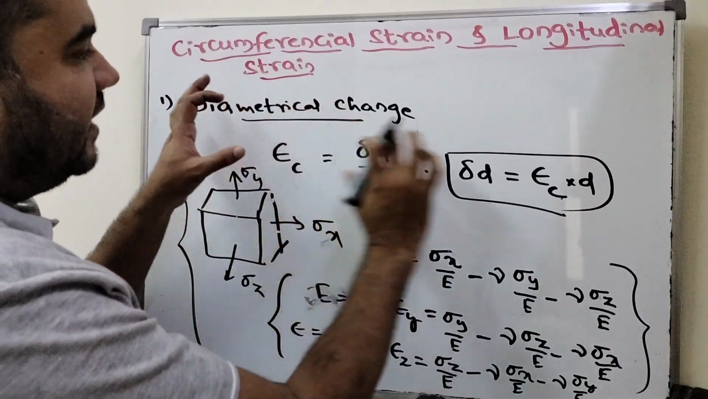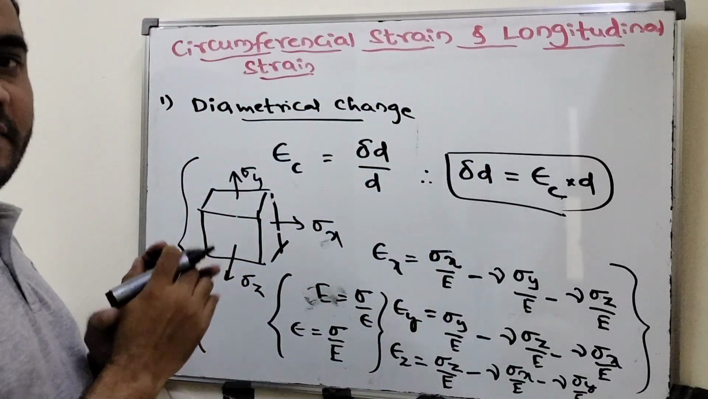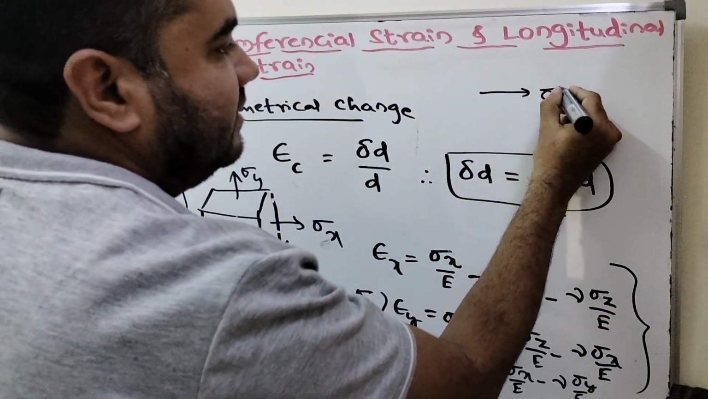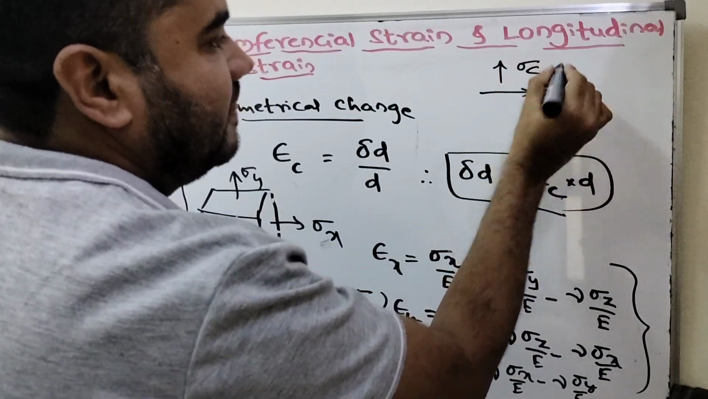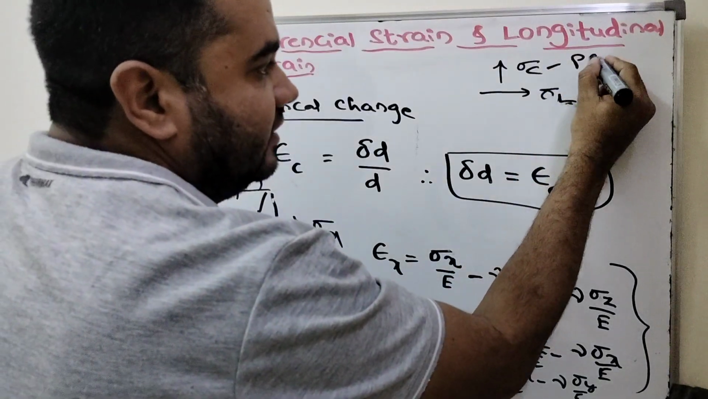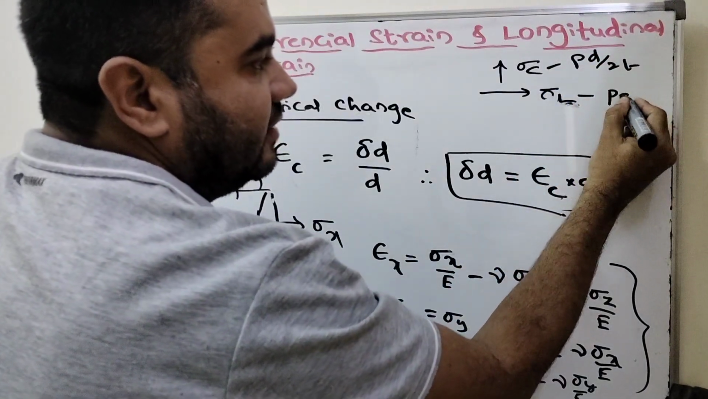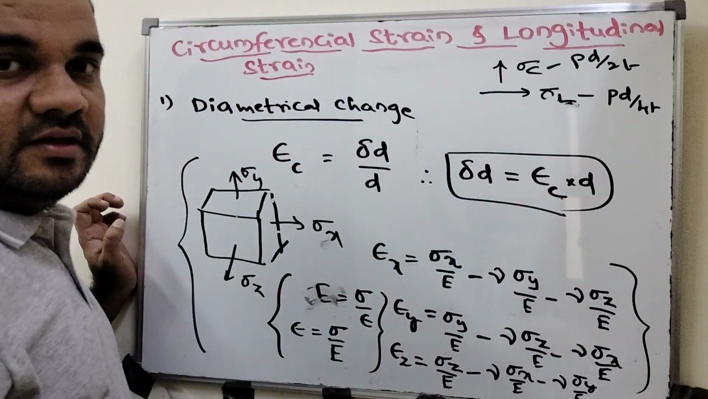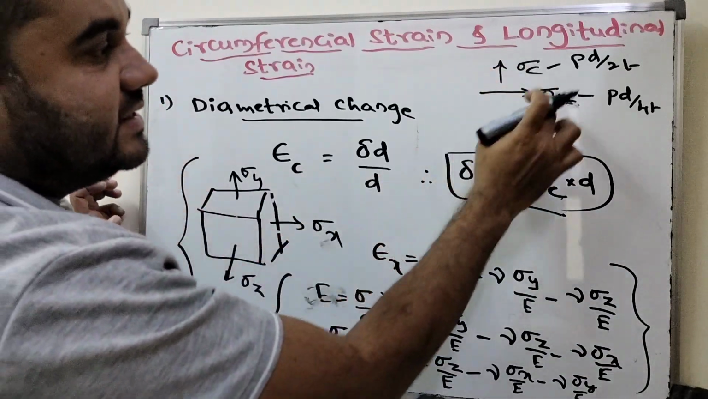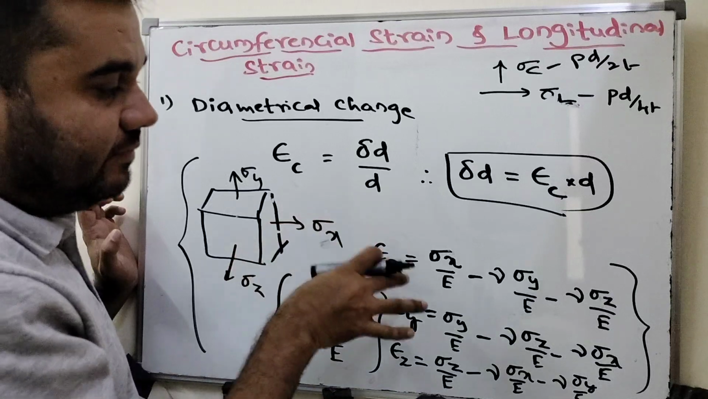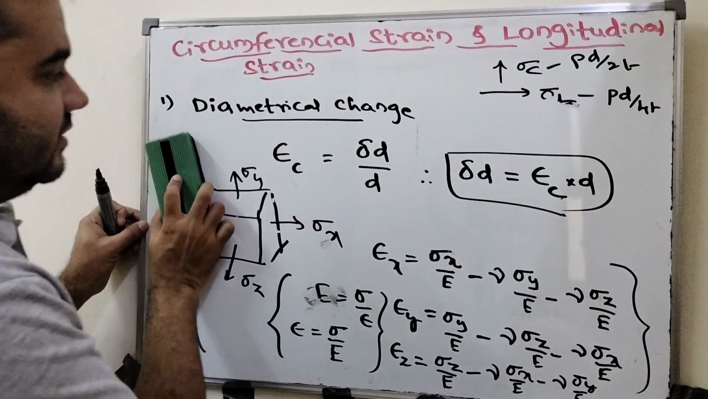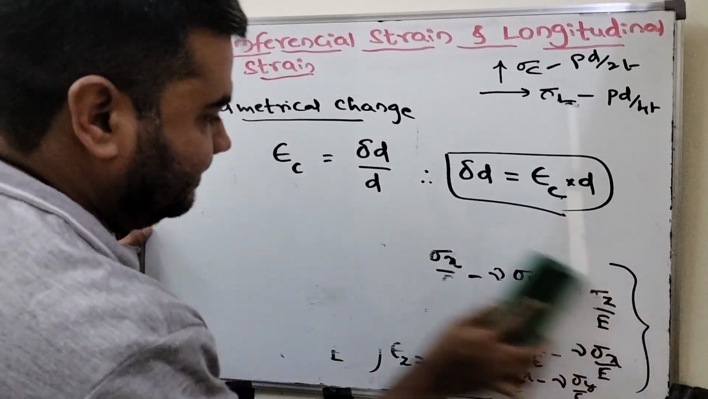The same concept we have to apply now for thin cylinders. A cylinder has two types of stresses, right? One is along the circumference and one is along the longitudinal direction. Yesterday we derived these: PD by 2T and PD by 4T. We derived this in the last video. Here I explained three stresses, but we now consider two types of stresses, and you apply the same concept. Now come to our thin cylinder.